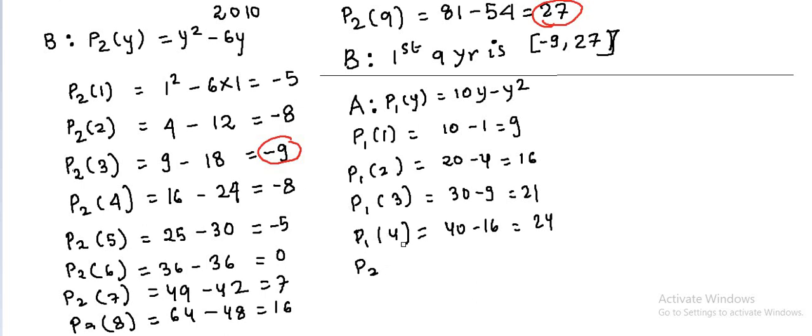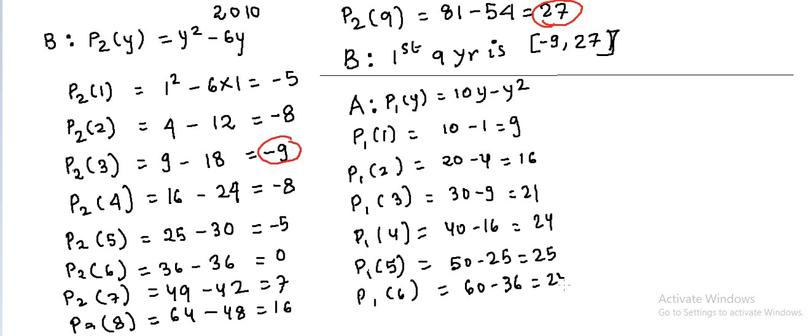P15 is equal to 50 minus 25, which will give you 25. P16 will be equal to 60 minus 36, which is equal to 24. P17 will be equal to 70 minus 49, which is equal to 21.